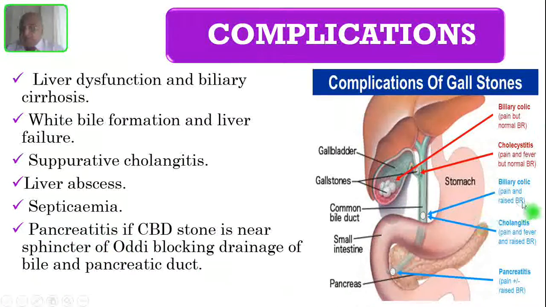If it is a common bile duct stone, it can present with pain and raised bilirubin, or if it is cholangitis, there will be pain and there will be fever and also raised bilirubin.